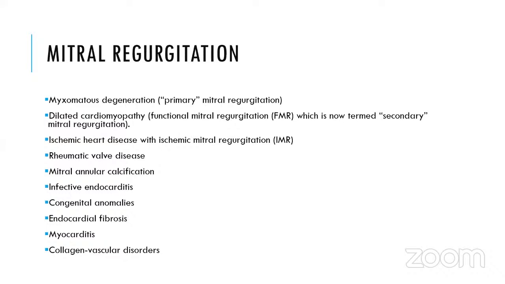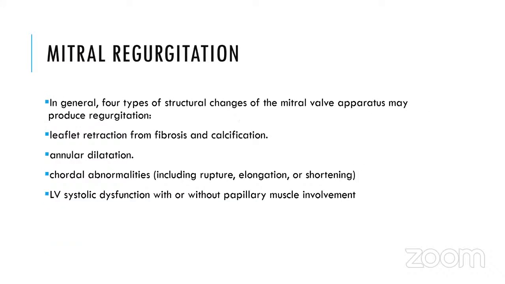Primary regurgitation, mostly we're talking about myxomatous degeneration or degenerative mitral valve disease. When we talk about secondary or functional, we're usually talking about mitral regurgitation that is caused by dilated or non-ischemic cardiomyopathy, ischemic mitral regurgitation. Rheumatic valve disease can cause mitral regurgitation, mitral annular calcification, infective endocarditis, congenital anomalies, endocardial fibrosis, myocarditis, and some collagen vascular disorders may also cause mitral regurgitation.